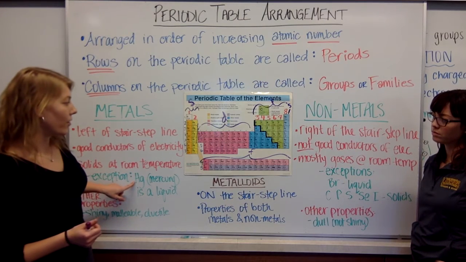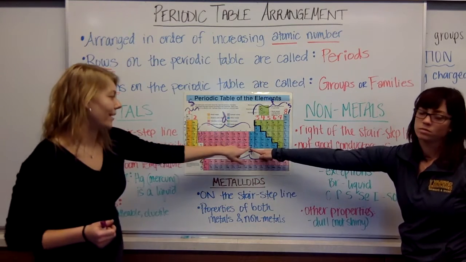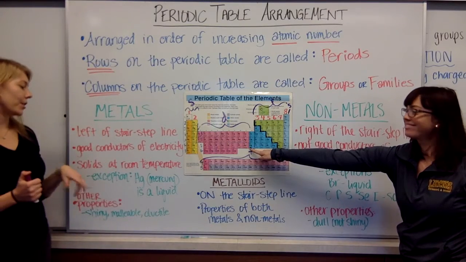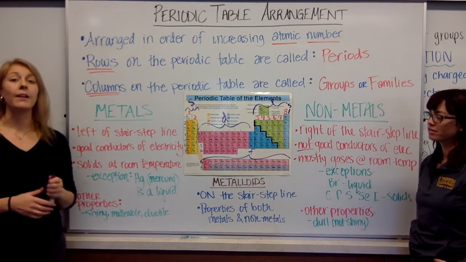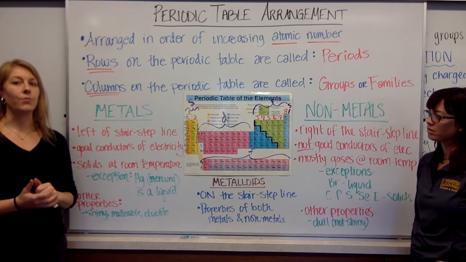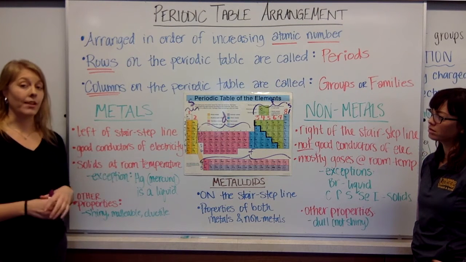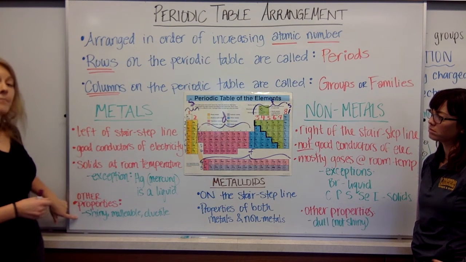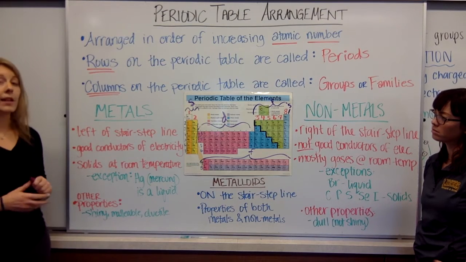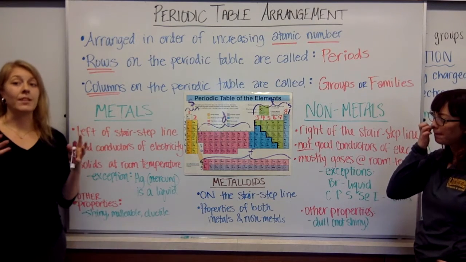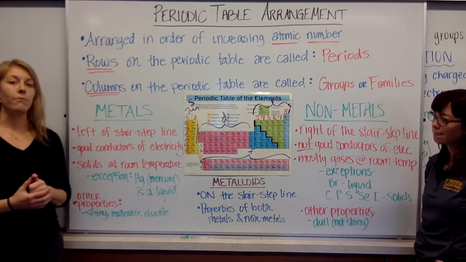So if you're looking on the periodic table, Hg right there, mercury, is a liquid at room temperature. If you've ever seen a mercury thermometer, the reason that works is because mercury is liquid. Other properties of metals is that they're shiny, they're malleable, and they're ductile. So they could be shaped into wires or flat metal.